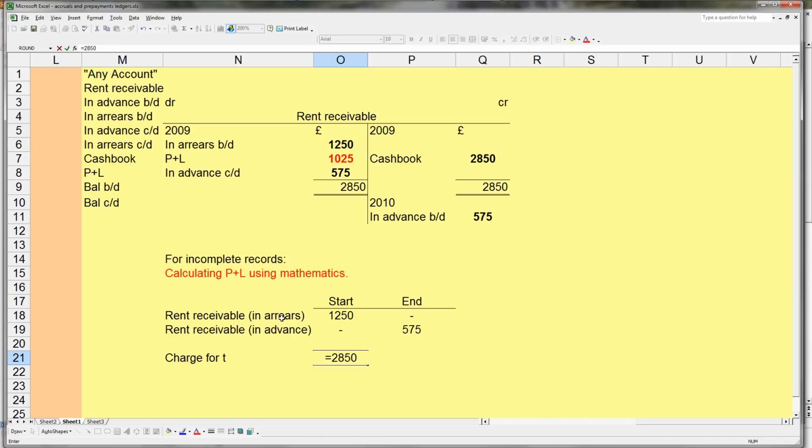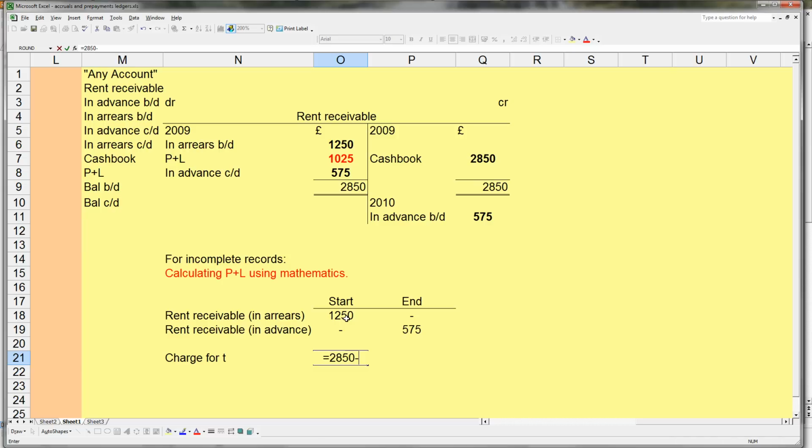Okay, the 575, this is rent receivable in advance. So in this accounting period, we were paid 2850. Well, that payment of 2850 includes 575 for next year. So again, that does not belong in this accounting period. So therefore you take them away and you see we did that in the ledger, 1025.